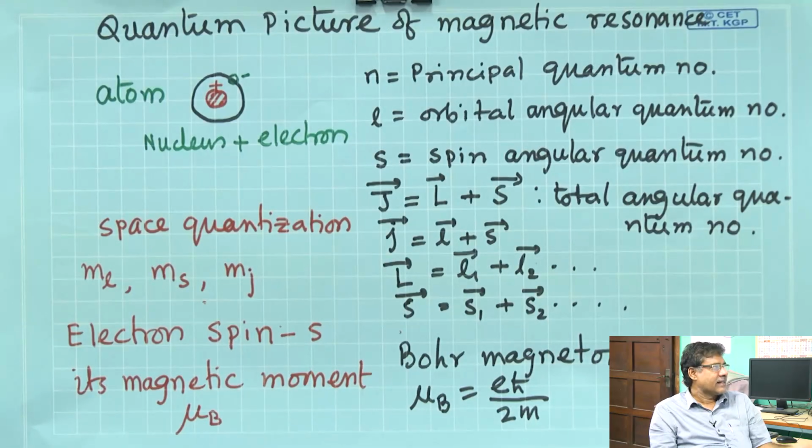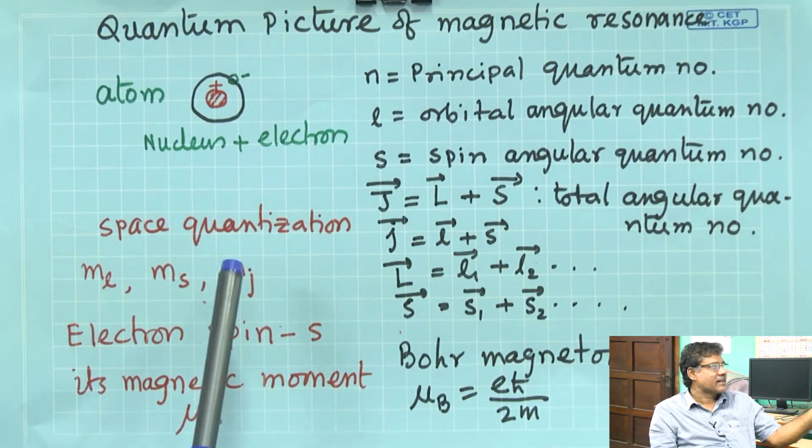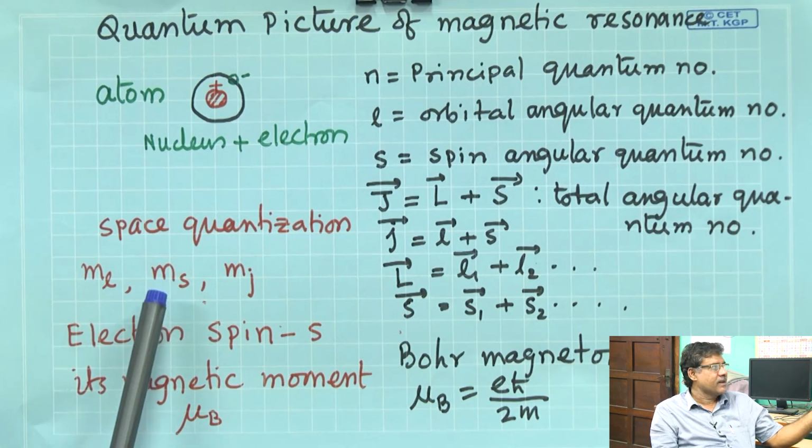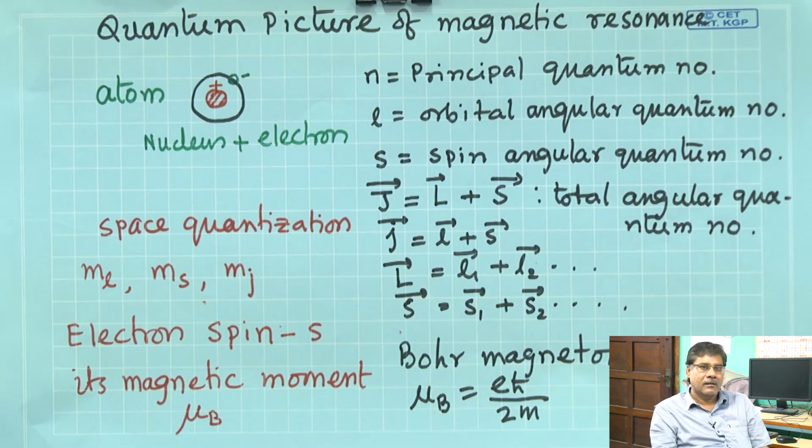That specific theta, whatever we are telling, is basically because of space quantization of this angular momentum, and that space quantization we express in terms of magnetic quantum number, ml for orbital, ms for spin, and mj for total angular momentum. Okay. So, for an electron the spin is s, and for one electron its spin magnetic moment is mu b.